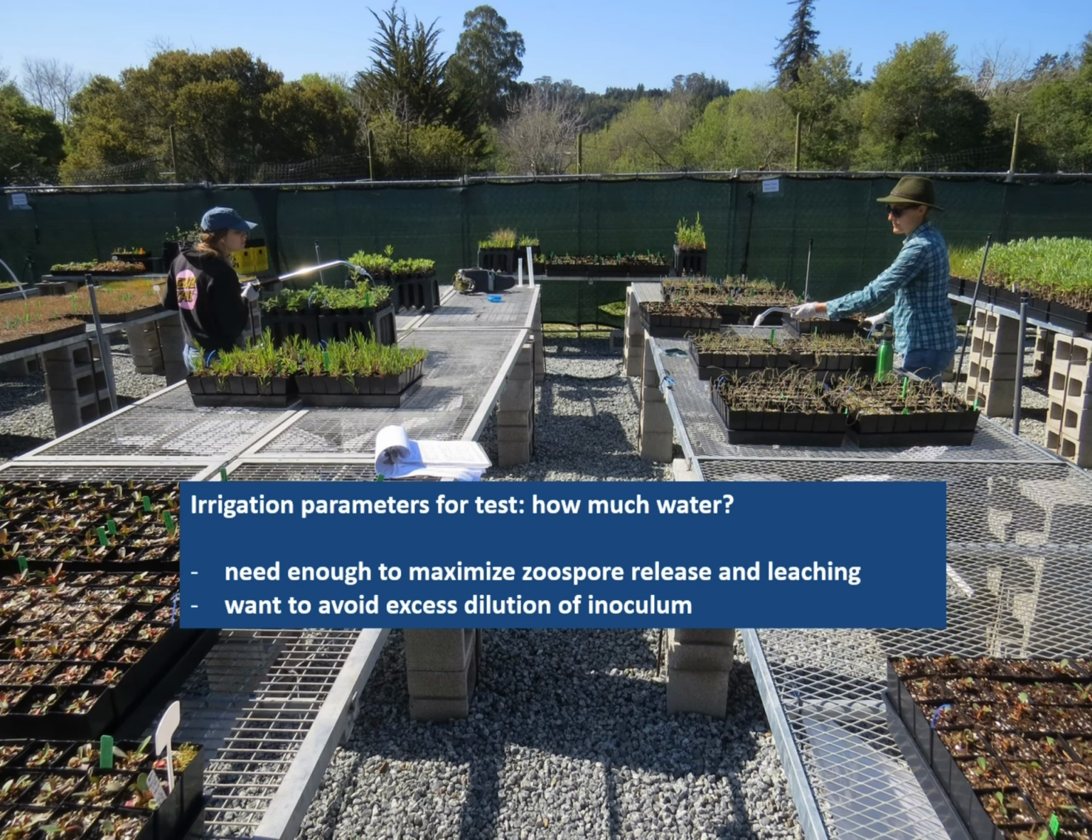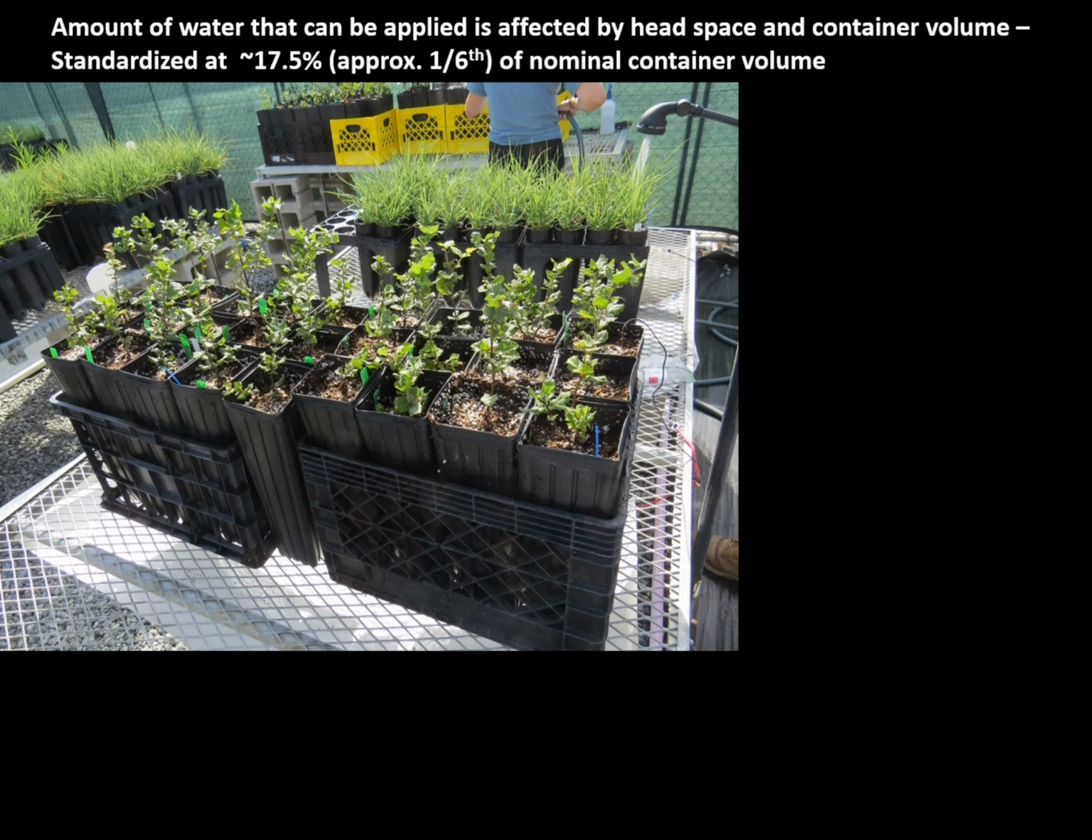The other question is how much water. Not all containers used in nurseries are the same size, so at some point we need to figure out some way to determine how much water we're going to apply to each of these. We need enough to maximize zoospore release and leaching through the bottom of the containers, but again, we don't want to apply so much that we're just diluting our inoculum out and giving a lower amount, making it harder for the test to work. So we did some tests, and we did see in those tests that if we cut down the amount of water beyond some level, we ended up having poorer recovery of Phytophthora.